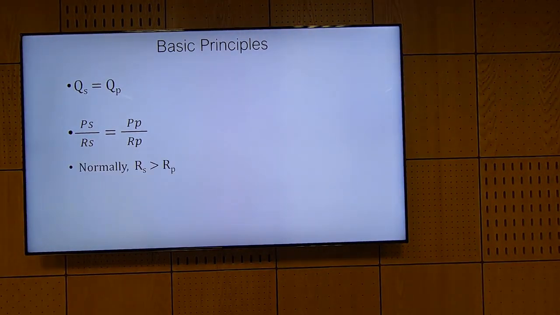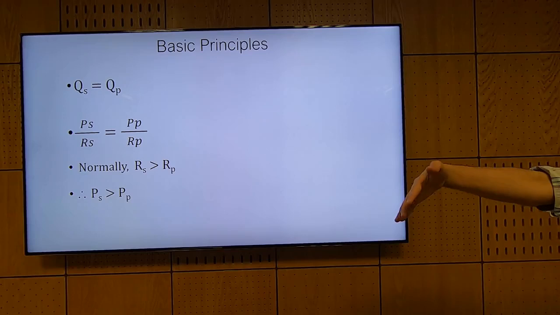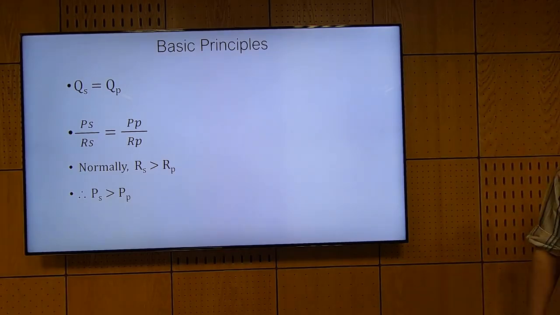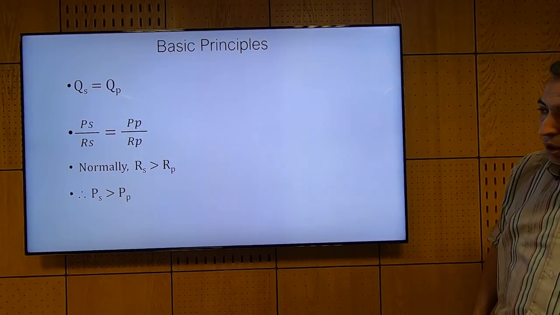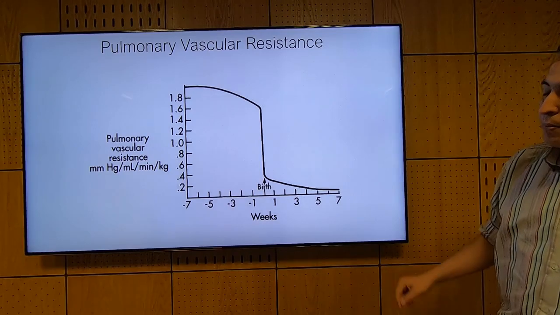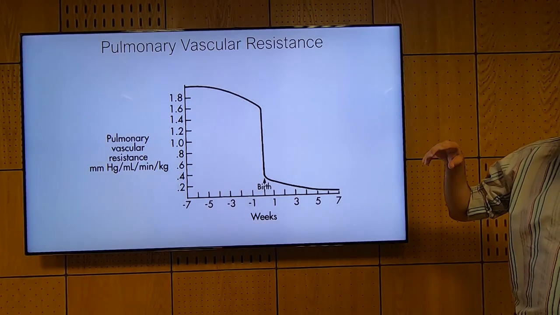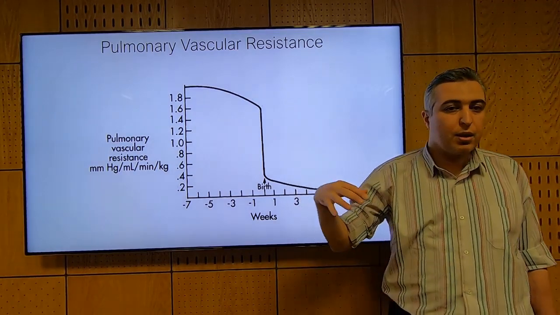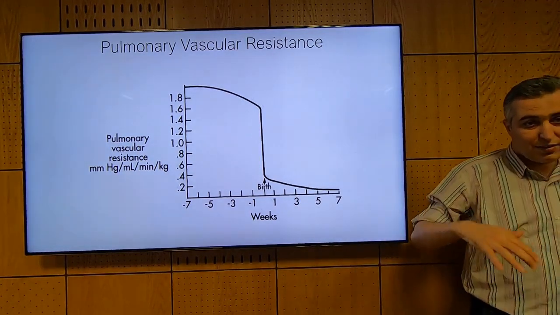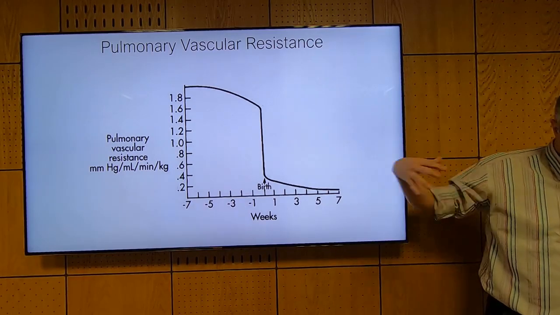Yes. So since the systemic vascular resistance is higher than the pulmonary vascular resistance, the systemic pressure has to be much higher than the pulmonary pressure. Okay? So actually, the pulmonary vascular resistance is much lower than the systemic vascular resistance. This is the fact in adulthood.